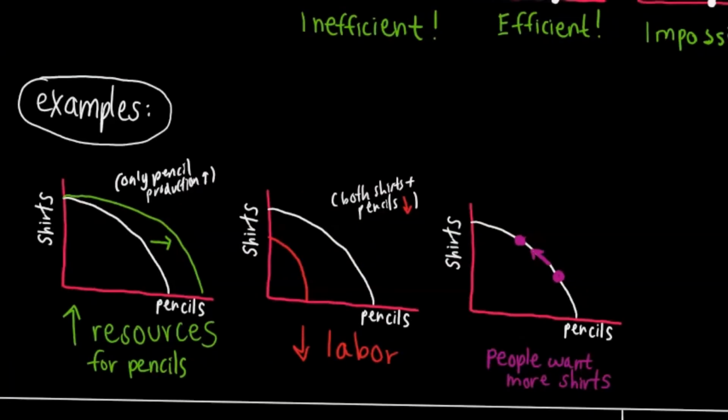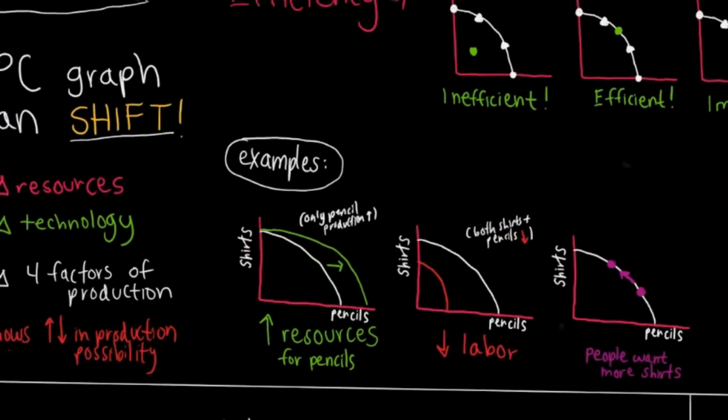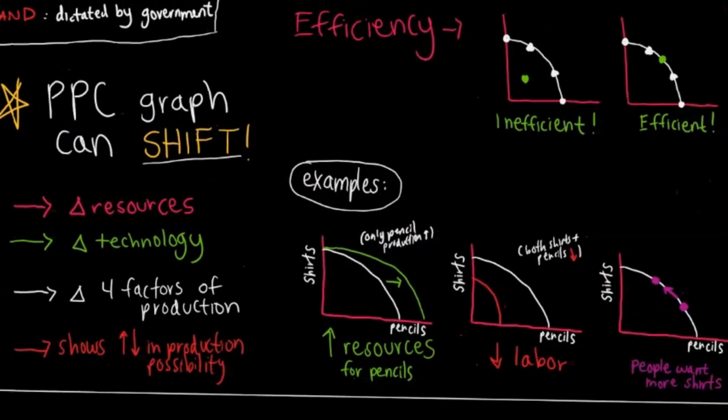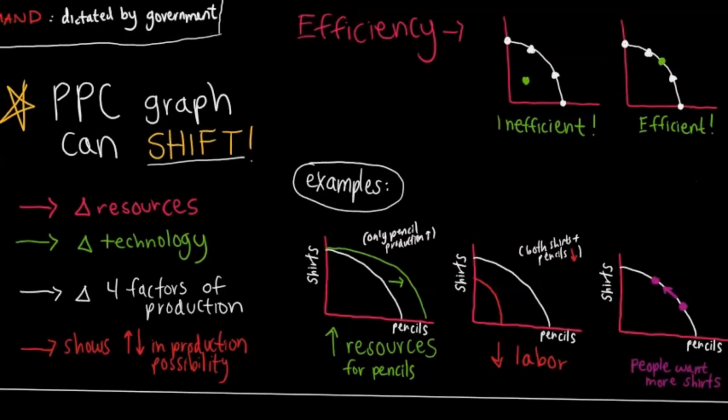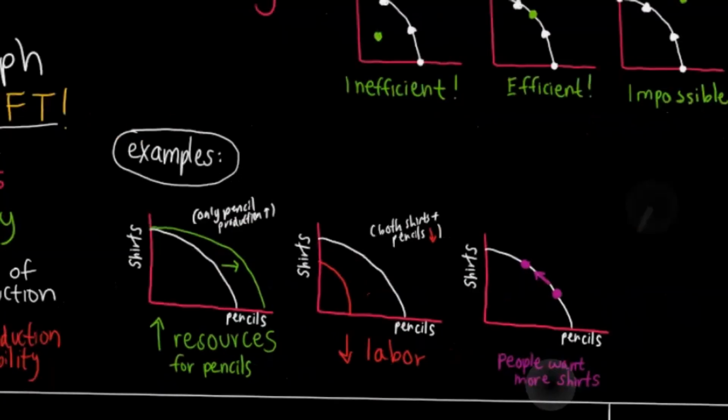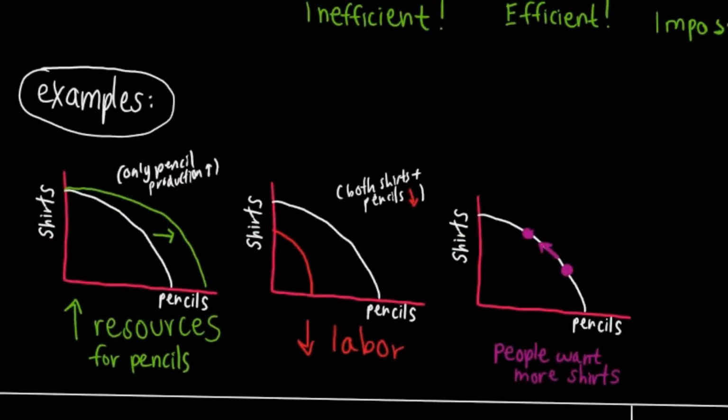This last example is a trick question. If people want more shirts, what happens to the curve? Well, nothing actually happens to the curve, because we do not have a change in resources, a change in technology, or a change in any of the 4 factors of production. This is simple demand and supply. If people want more of a certain product, production is going to shift in a way that accounts for that.